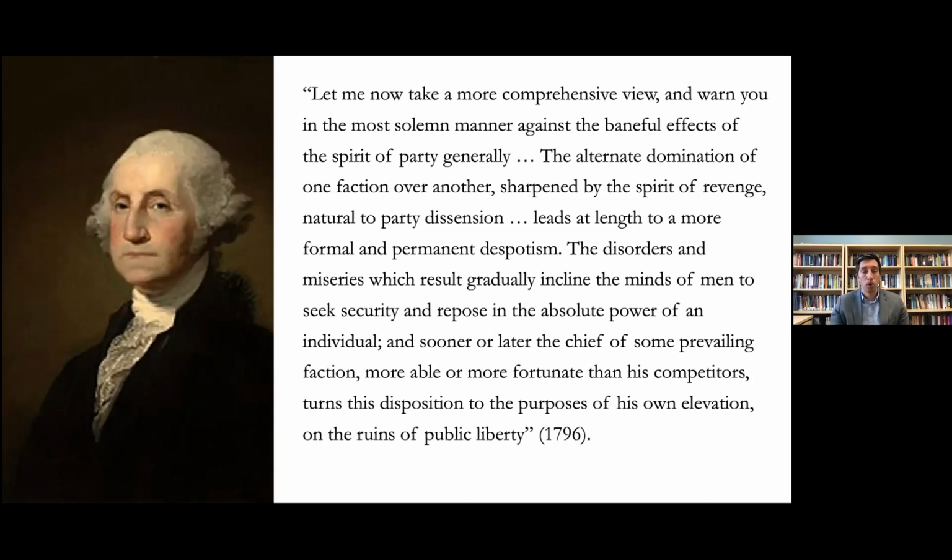So Washington, in a prescient warning that we should take heed of today, warned Americans about a spirit of party that would cause people to constantly be motivated by revenge, by hatred of their political opponents, wanting to oppress their political opponents, take away the rights of their opponents, to dominate their opponents, and that this would lead to a misery in politics as the different factions alternated control of government. They would constantly be seeking to punish their enemies rather than promote the common good. And this would ultimately result in a kind of demagoguery, where one individual would promise, if only the American people would give him all the power, that he would solve these miseries once and for all. And this demagogue would become a tyrant, and he would be elevated on the ruins of public liberty.